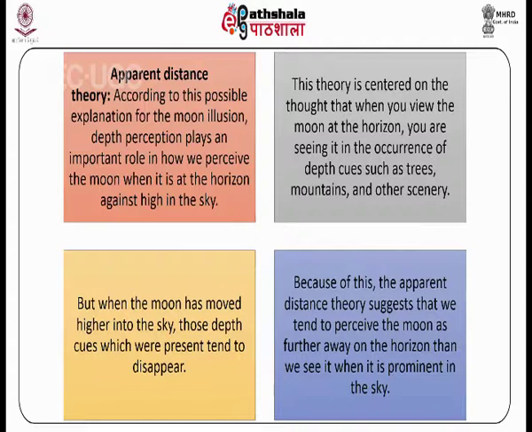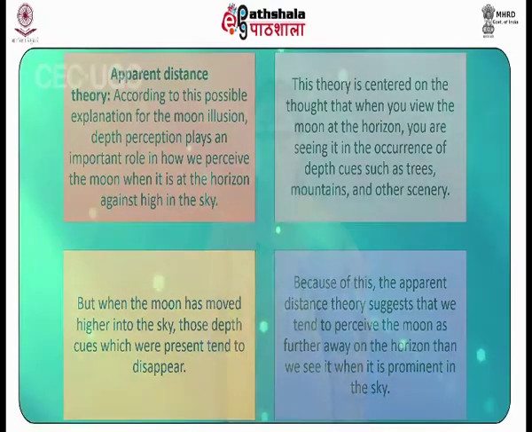This theory is centered on the thought that when you view the moon at the horizon, you are seeing it in the presence of depth cues such as trees, mountains and other scenery. But when the moon has moved higher up in the sky, those depth cues that were present tend to disappear. Because of this, the apparent distance theory suggests that we tend to perceive the moon as farther away on the horizon than we see it when it is prominent in the sky.